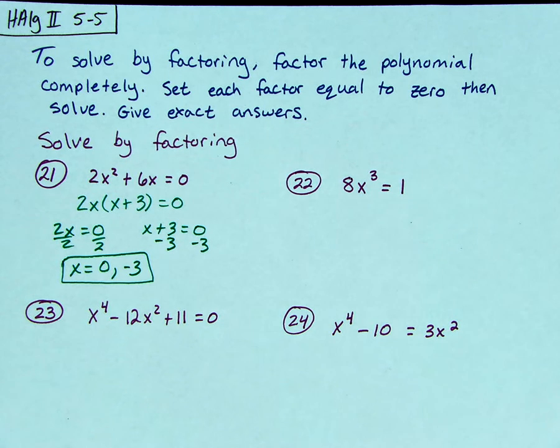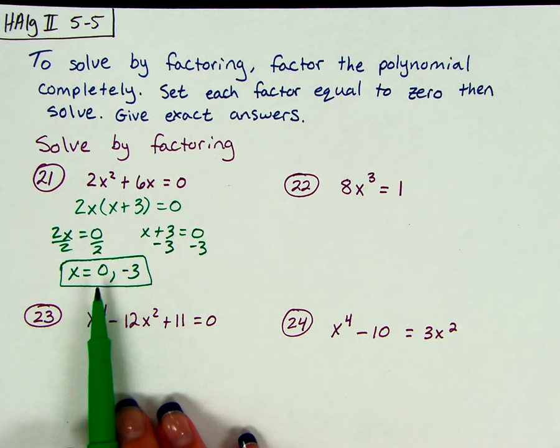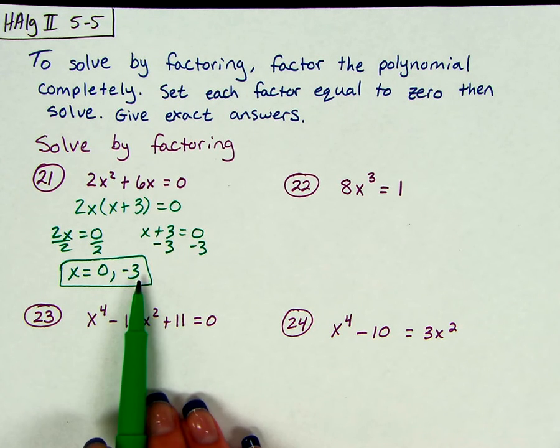And remember, when we're solving by factoring, we're finding the zeros of our function. So we're finding the places where our graph is crossing the x-axis. Okay? So these represent the two different places where it's crossing the x-axis.